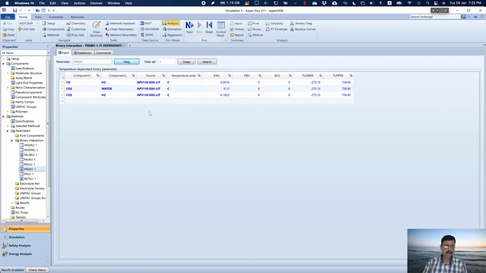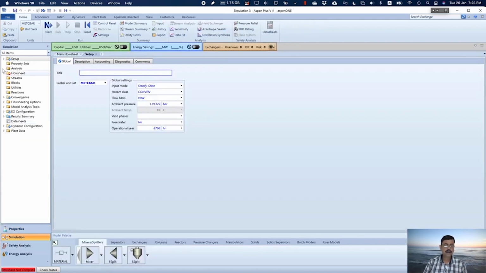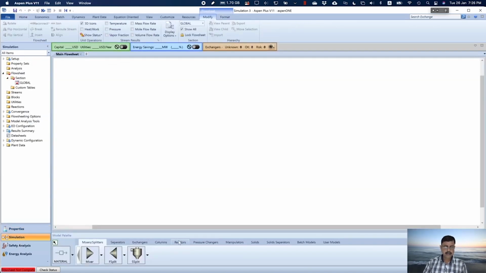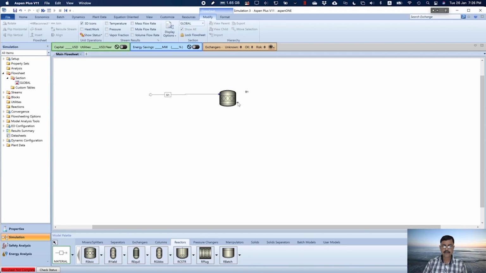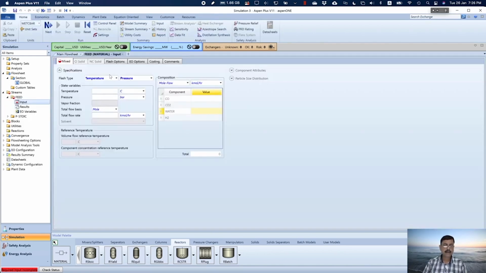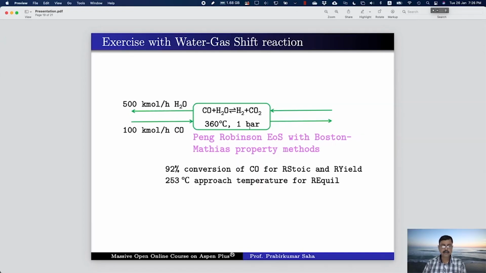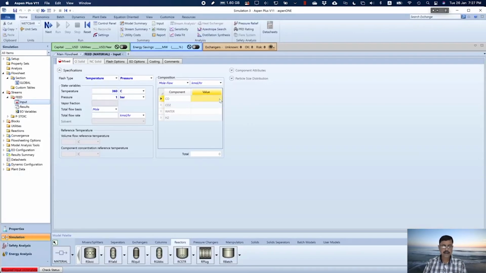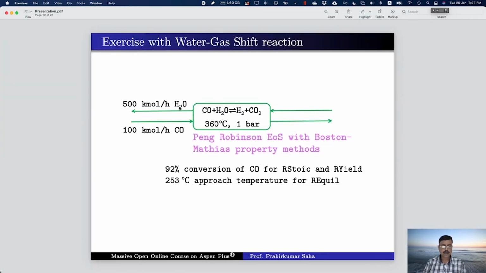So property estimation is complete. Go to the simulation window. We directly go to the flow sheet. So in the reactor, first we bring R stoic. This is the material stream and this is the product stream. We name it feed, and here we name it P stoic. That is the product from the R stoic block. Press next. We have to give the temperature of the feed. So this is 360 degrees centigrade and 1 bar pressure. And we have 500 kilomole per hour water and 100 kilomole per hour carbon monoxide.